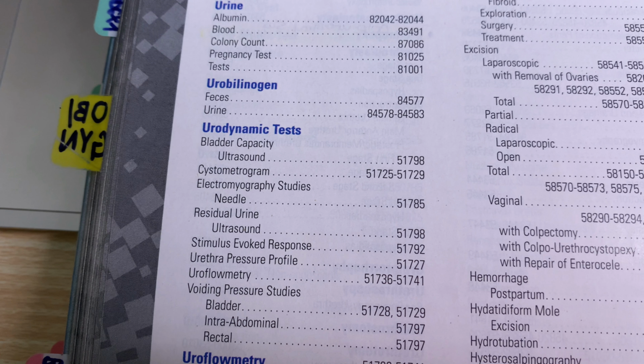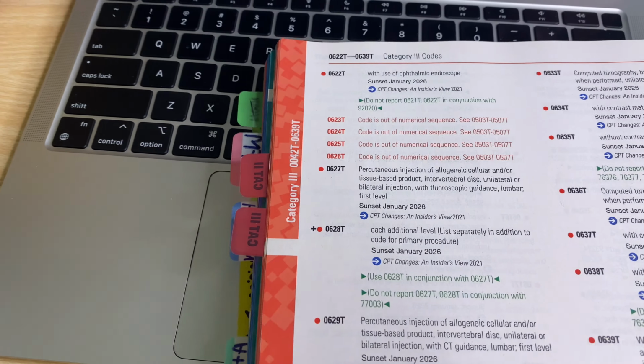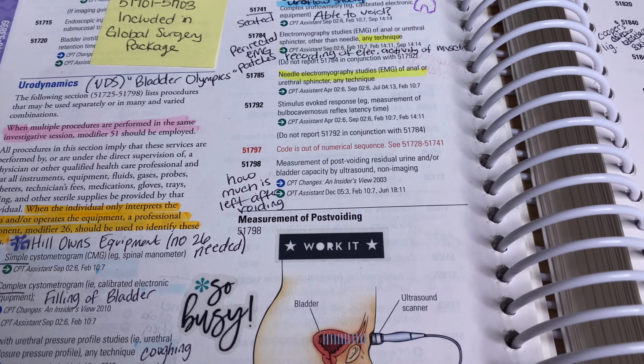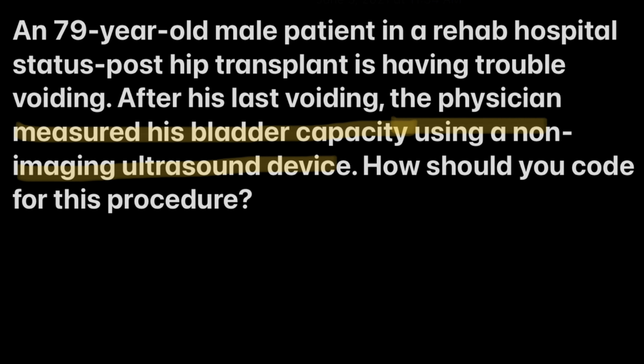Right here under urodynamic tests, it says bladder capacity ultrasound, 51798. So let's go to the front section and review that description. Right here, that code reads measurement of post-voiding residual urine and/or bladder capacity by ultrasound, non-imaging. So when we get to our question, the correct answer is going to be 51798. And that is our last question that we have.